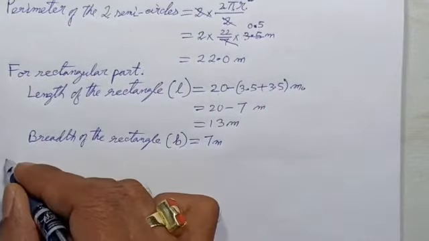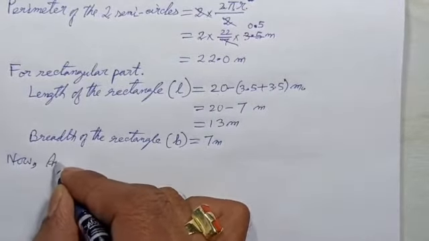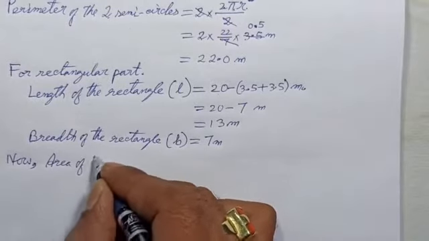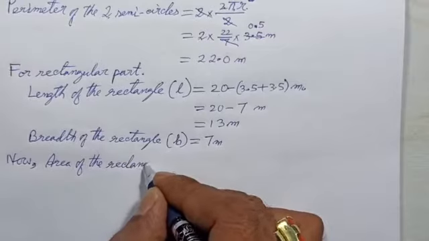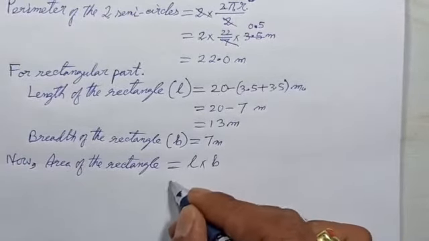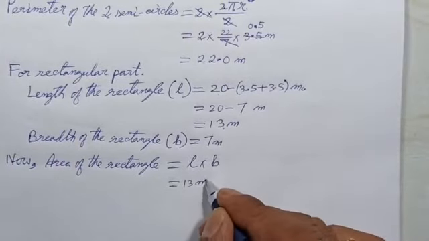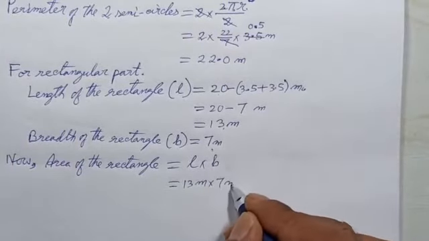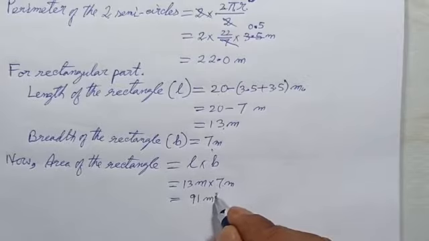Now let's find out the area of the rectangle. Formula is length into breadth. Length is 13 and breadth is 7. 7 3s are 21, 7 7s are 49, plus 2 is 51, 91. Meter into meter is meter square. This is the area of the rectangle.